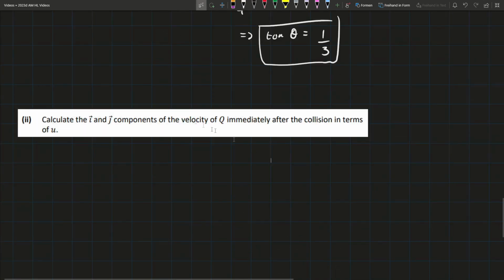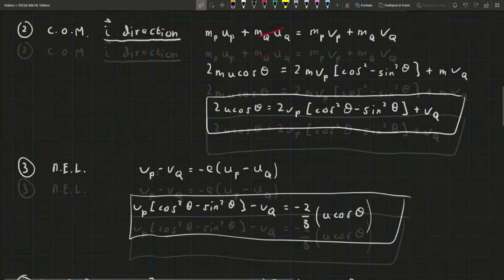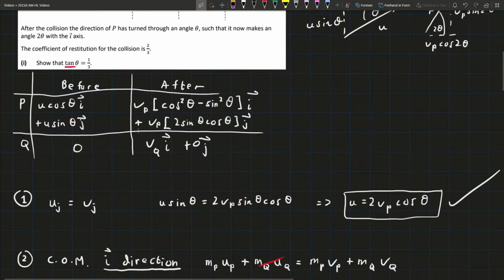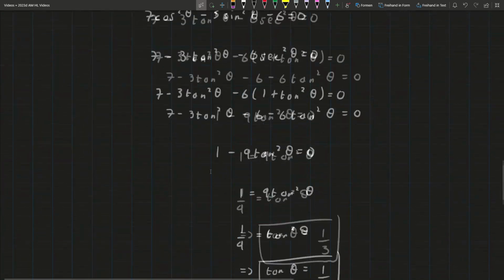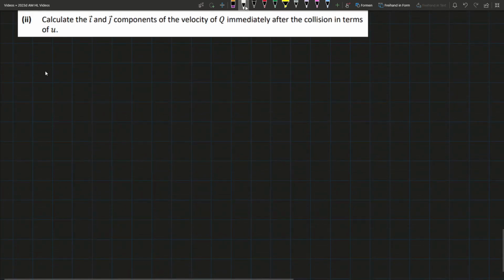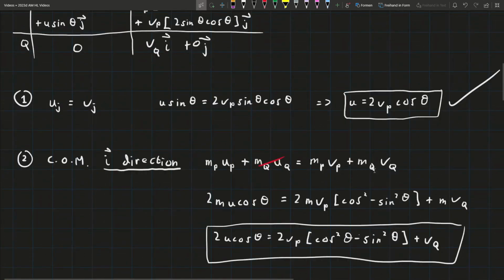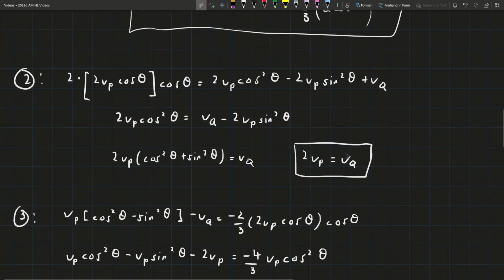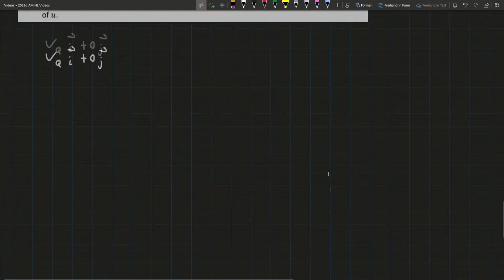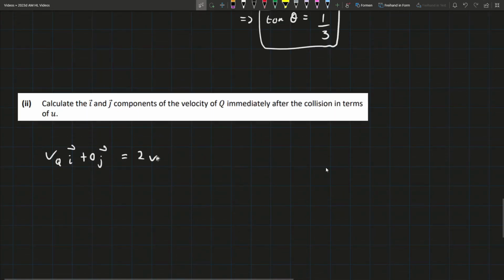In part 2, we're asked to calculate the i and j components of the velocity of Q after the collision in terms of u. So the only thing we should have on this is u. So if we go back up here, the velocity of Q after the collision is just vq i plus 0j. So we just need to figure out what vq is in terms of u. And we can do this using the work we did up here. So first of all, we know that vq is just 2vp. So this is the same as 2vp i plus 0j.